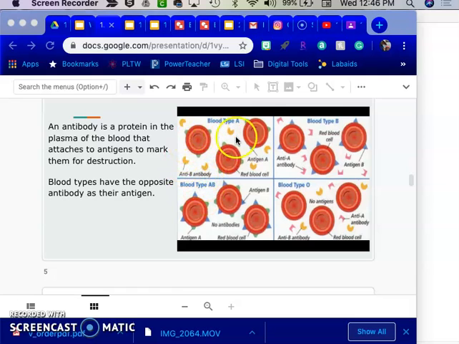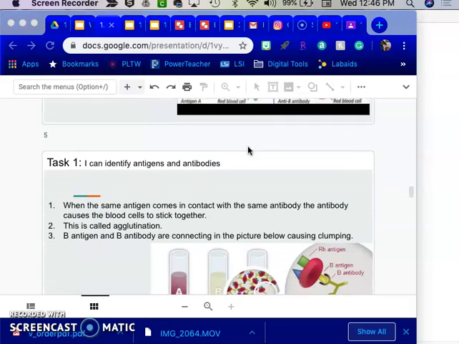And again, these antibodies are just floating around the bloodstream. They're not actually attached to blood cells. They're floating around the bloodstream, and they're actually looking for other blood types or other things that shouldn't be in the body. So antibodies, you should put that in that definition, that they're looking for antigens that shouldn't be in the body to destroy them, and you can put down a drawing for that.